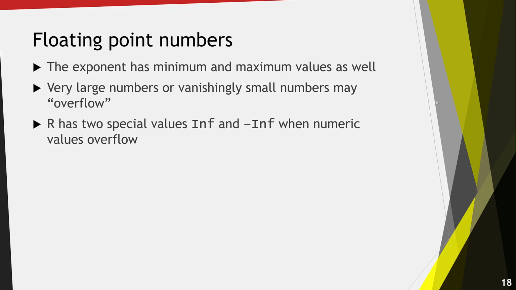Something else to be aware of with all numeric types in R is that there is a maximum and a minimum value that can be stored in those numeric data types. Very large or vanishingly small numbers might overflow. And if that's the case, R has special values to deal with those. They're the Inf and negative Inf values. You can think of these as infinity. Mathematicians might quibble with me about whether or not they're actually treated like infinity, but whenever a numeric data type is too large or too negative to be stored in a variable, you'll get this infinity or negative infinity instead.